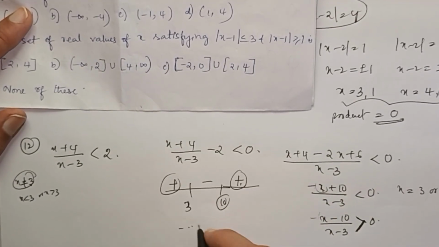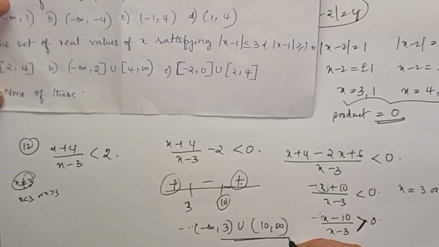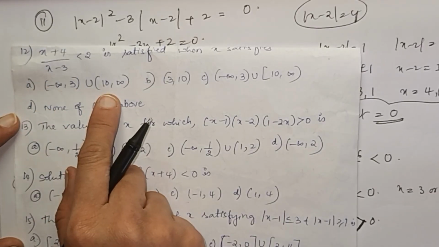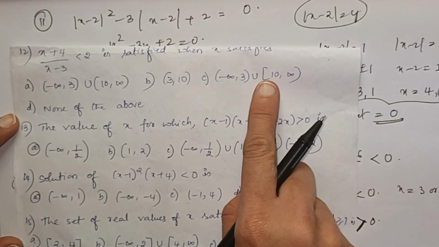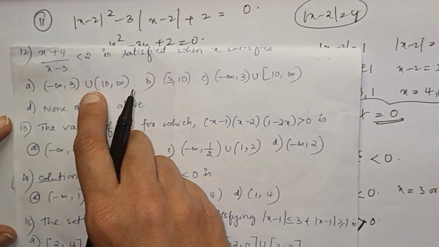Positive comes within this. So minus infinity to 3 union 10 to infinity. This is the required solution set. Minus infinity to 3, 10 to infinity. First option. 10 is open, here 10 is closed. So 10 is not closed because the inequality is strict. Therefore the first option is the answer.